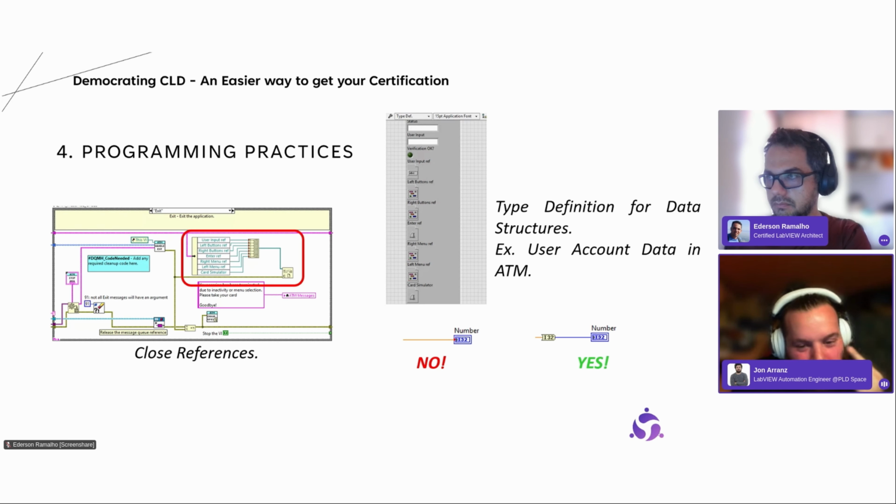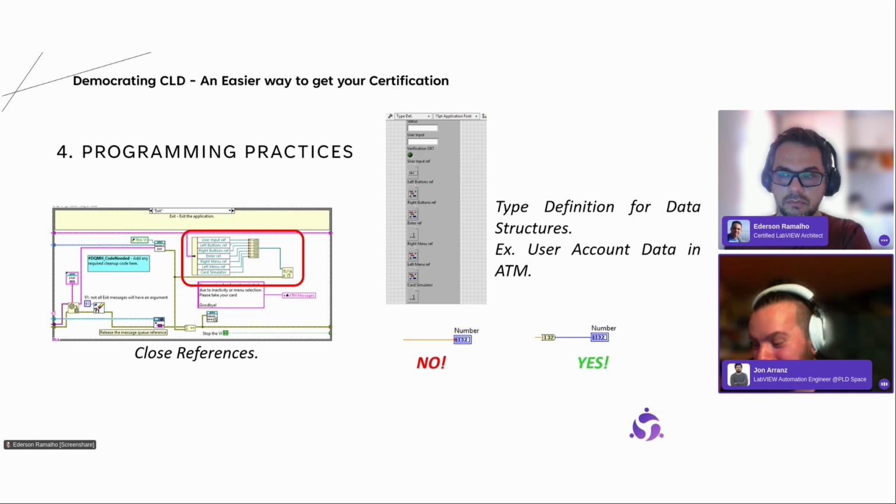Okay, so let's continue with the programming practices. This is something I always forget, and Ederson loves to do these kinds of things. It's important to close references after we use them, in our case when we are sure that we won't use them again, in the exit status. It's easy. We just need to create an array of references, and with the Close Reference VI, we can introduce the array, and all the references will be closed. It's important to do this in order to avoid a memory leak.